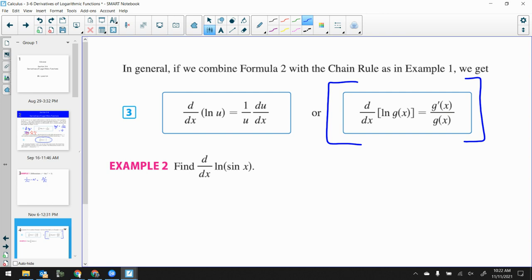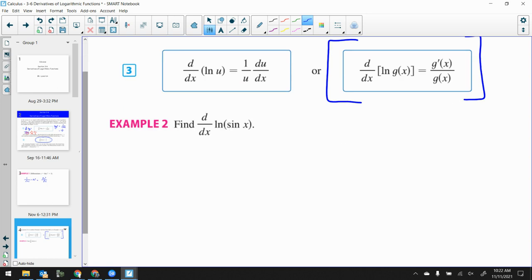All right, so d over dx of ln of sine of x. Do you see how I've got a function within the natural log? So my new rule tells me that I could take the derivative of the inside. What is the derivative of the inside? What is the derivative of sine? Cosine. Divided by the regular inside, the non-derivative inside. That's what that equals. Okay, what is cosine over sine? Cotangent.